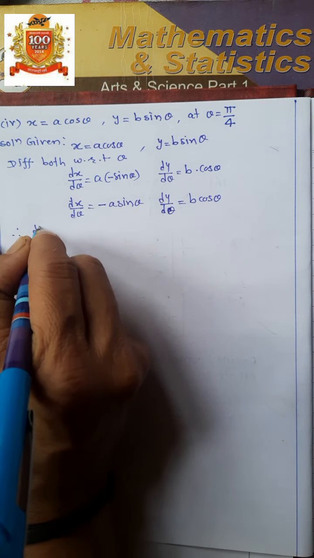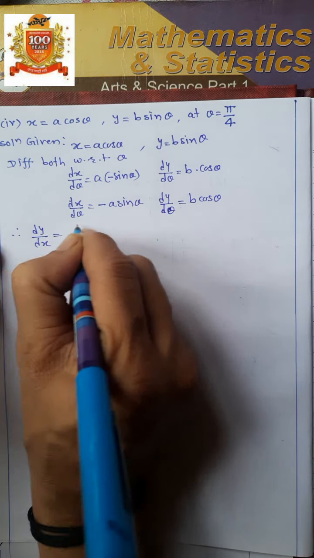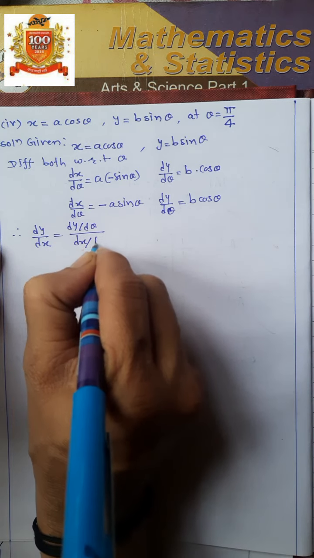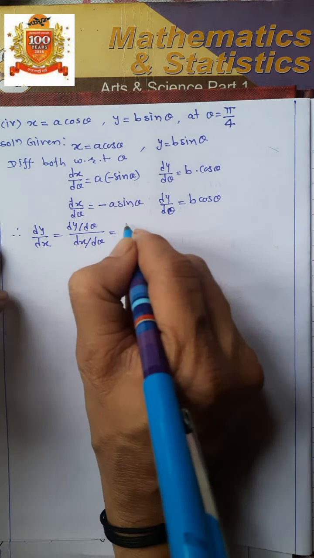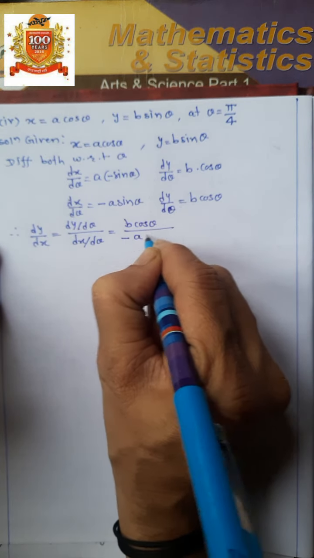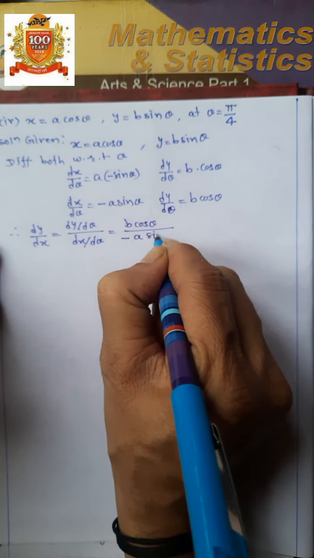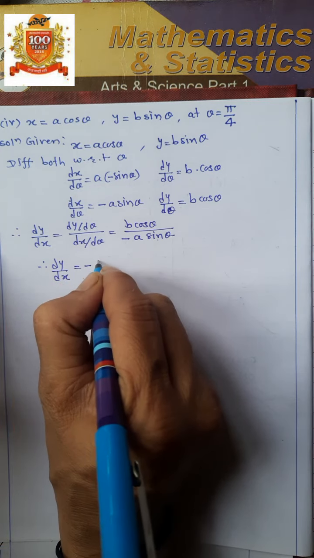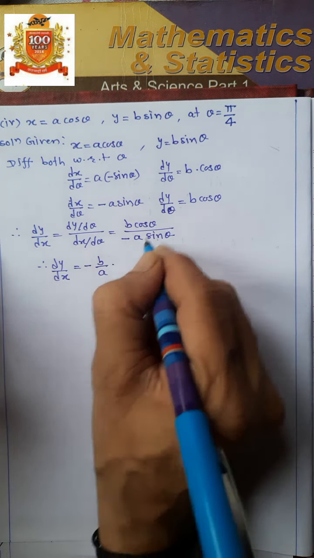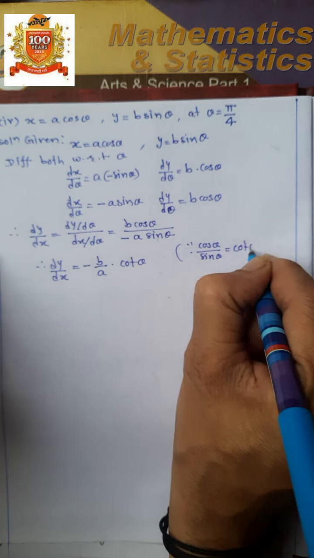Therefore, dy by dx is equal to dy by d theta upon dx by d theta. Put the value: b cos theta upon minus a sin theta. Therefore, dy by dx is equal to minus b upon a into cos theta upon sin theta, which is cot theta, since cos theta upon sin theta is equal to cot theta, we know.